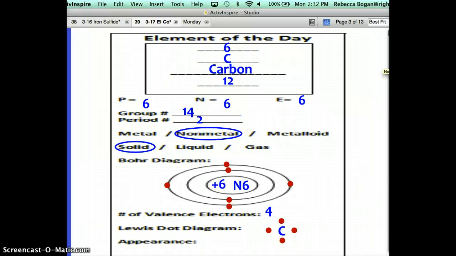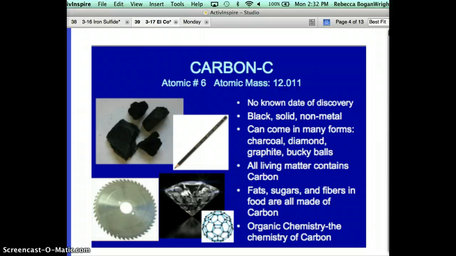Add to your element of the day. Here are some facts about carbon. Carbon has an appearance of being a black, solid, non-metal. Carbon can come in a lot of different forms. Carbon makes up charcoal, but under extreme pressure and circumstances, carbon can also make diamonds. Carbon is also used in graphite, which is like what's in your pencil.